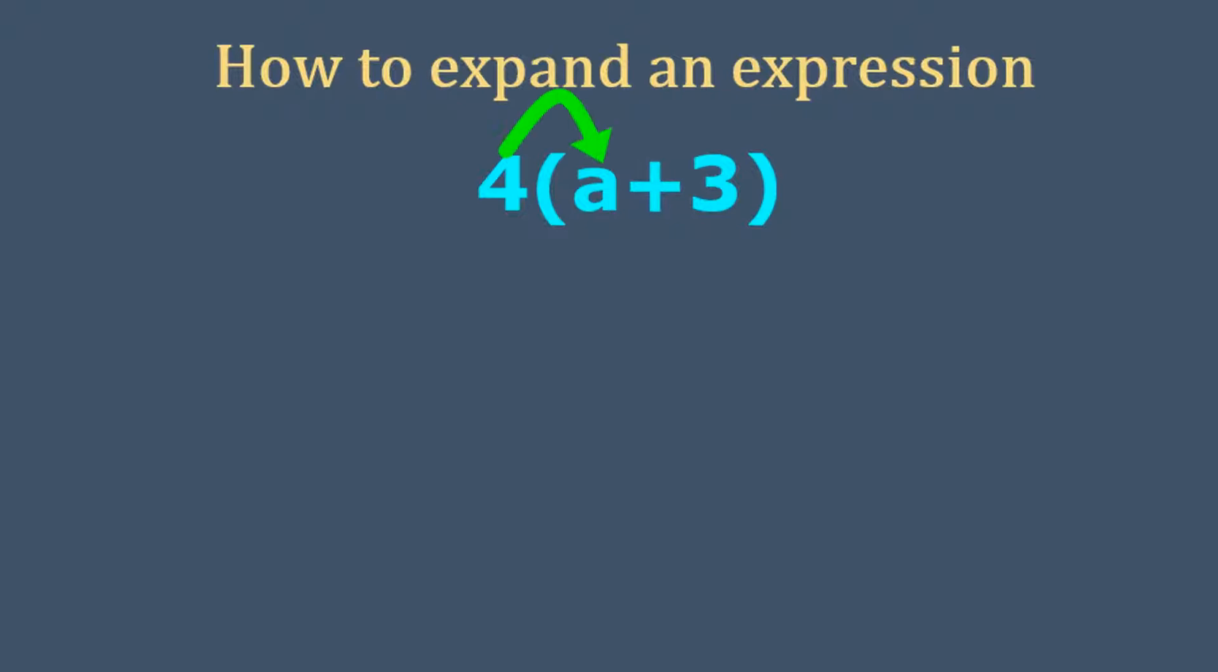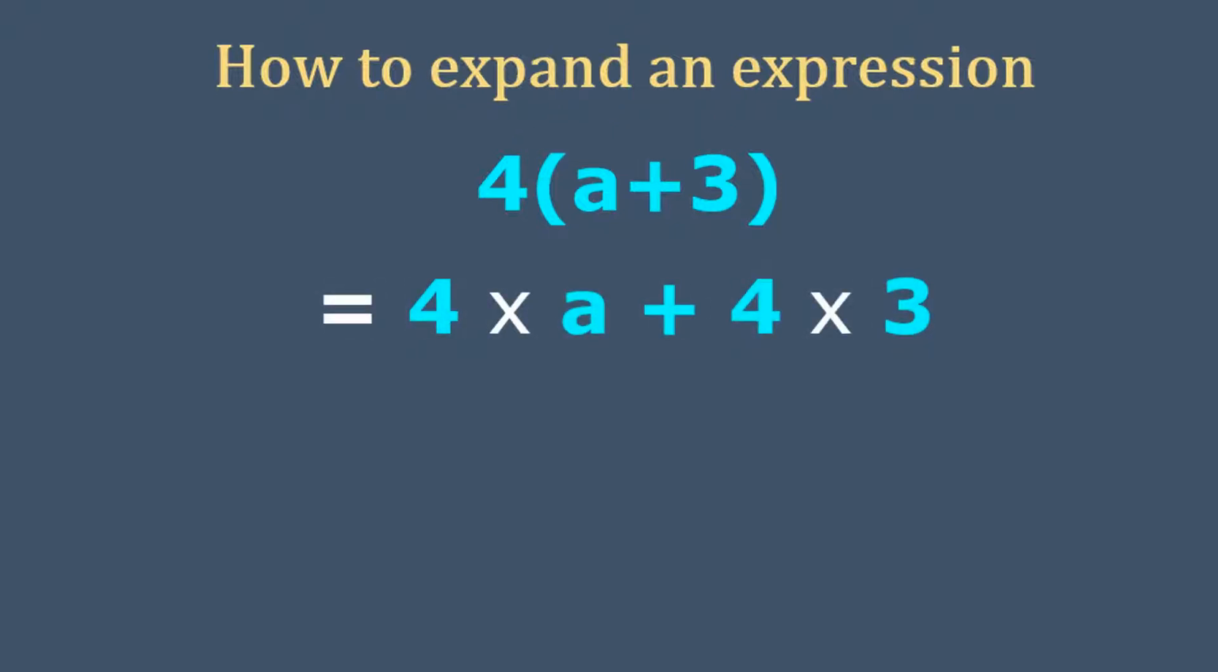To expand an expression with a number outside a parenthesis, multiply all the terms inside the parenthesis by that number. The sign between the two terms, between the letters and numbers, remains the same. Simplifying the resulting terms to show the expanded expression in its final form. Here, 4 times a is simplified to 4a, and 4 times 3 to 12.